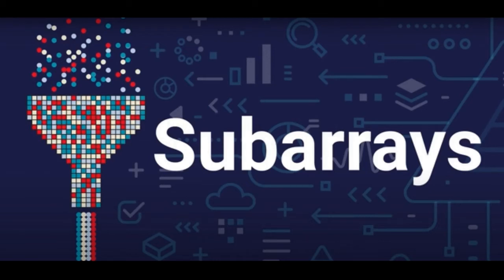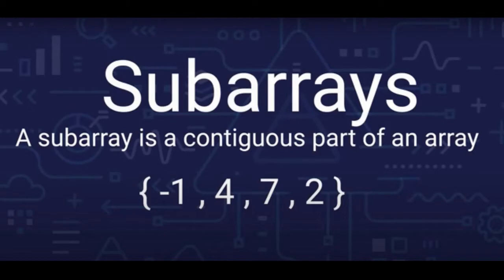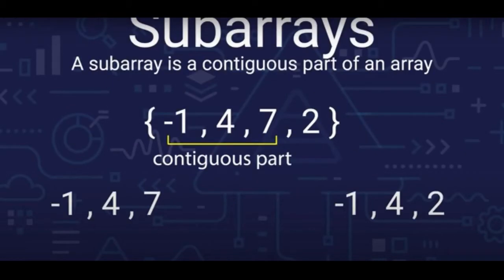Now let us see the subarrays concept. A subarray is a contiguous part of an array. It should be continuous. Here is an example of a subarray: -1 4 7 2. Here the contiguous part we are taking is -1 4 7. So this will be our subarray.